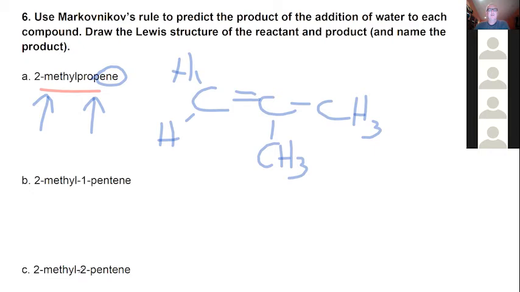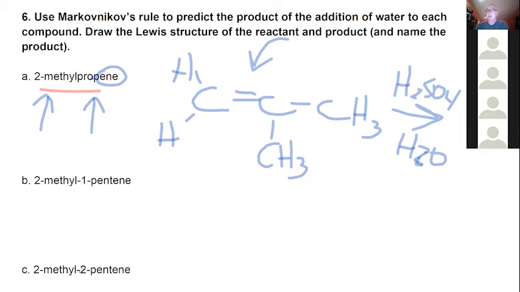So what does Markovnikov's rule say? That means we're adding water to this, right? We're taking a strong acid, like sulfuric acid, and water, and we're adding the water to that double bond. Does that mean a whole water molecule gets added somewhere? It's just OH. Where does the other proton go? Hydrogens pair up with more hydrogens.